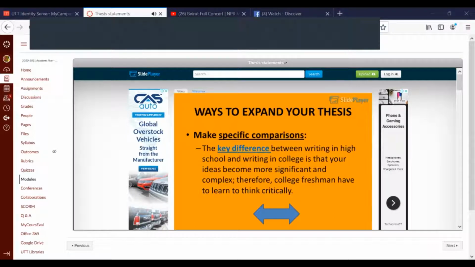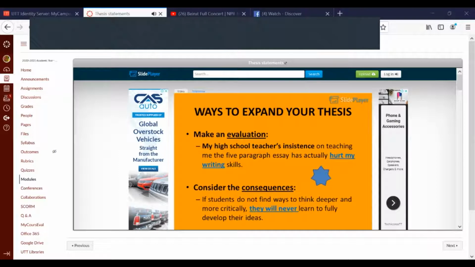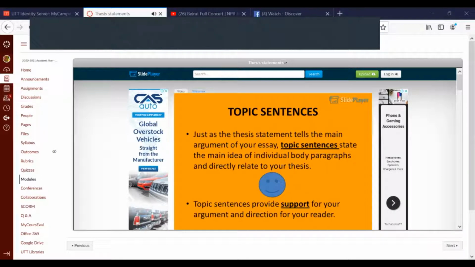Ways to expand your thesis. Make specific comparisons. The key difference between writing in high school and writing in college is that your ideas become more significant and complex. Therefore, college freshmen have to learn to think critically. Ways to expand your thesis. Make an evaluation. My high school teacher's insistence on teaching me the 5-paragraph essay has actually hurt my writing skills. Consider the consequences. If students do not find ways to think deeper and more critically, they will never learn to fully develop their ideas. Topic sentences.